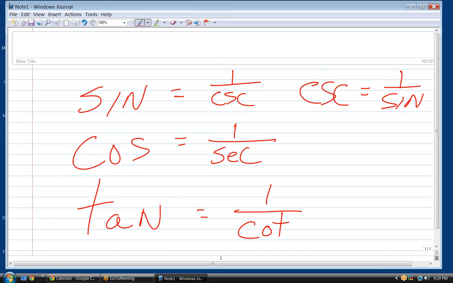Okay. I'm just writing it down. So there are 6 reciprocal relationships. Secant. So that's SC. And then isn't secant SEC? Oh, okay.